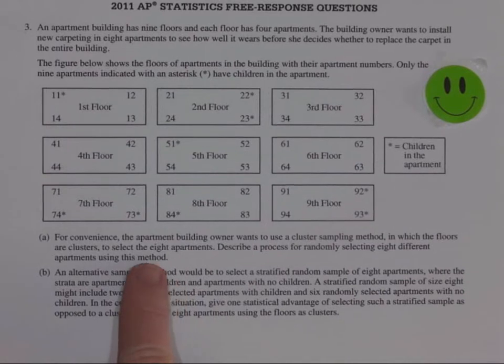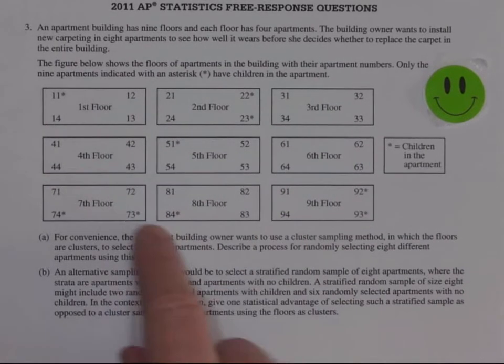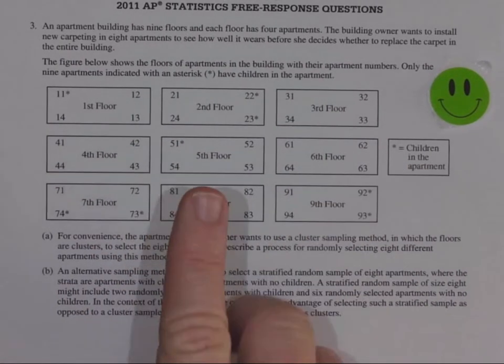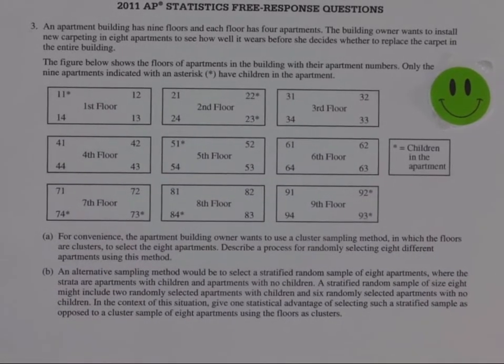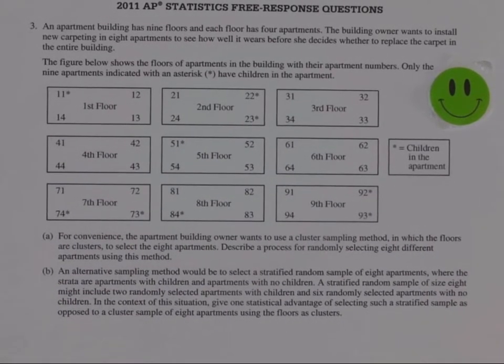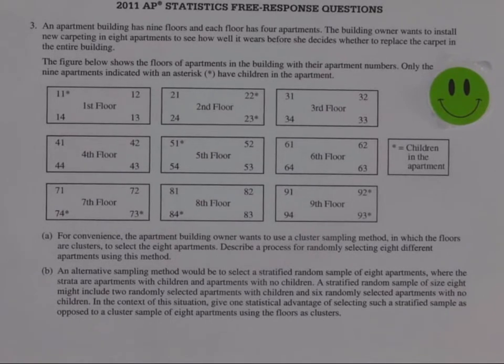And so if you want to pick 8 apartments, if you randomly selected 2 of the floors and then used all 4 apartments on those 2 randomly selected floors, that would be cluster sampling. Cluster sampling is dividing into groups and taking one group or a small number of groups to represent the whole. And stratified sampling is dividing into groups and taking some from every group. But anyway, here is a method that you could use.